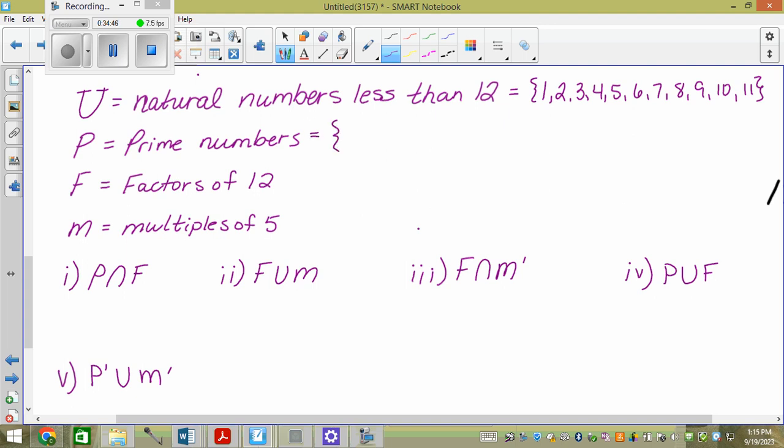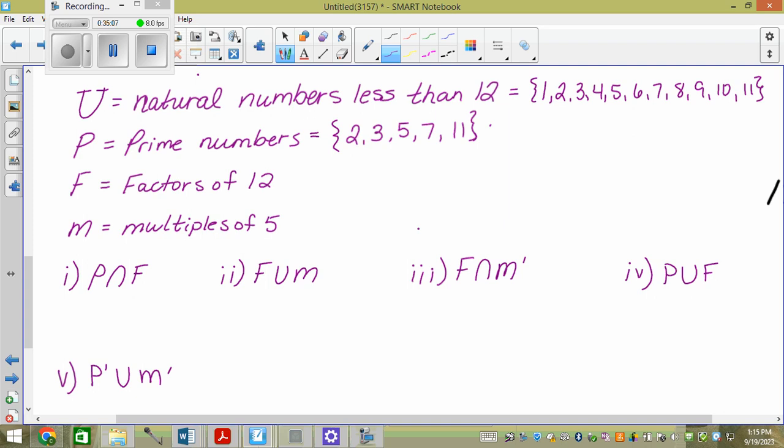So I can only have the prime numbers that fit in the universal set. So we start at what number? 2, then 3, 5, 7, 11. We stop because we hit 12, or 11, and we can't go any higher.